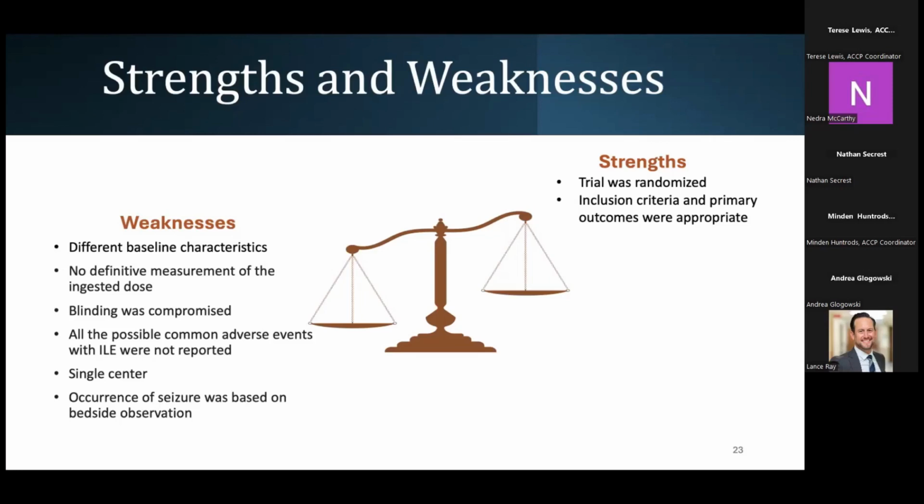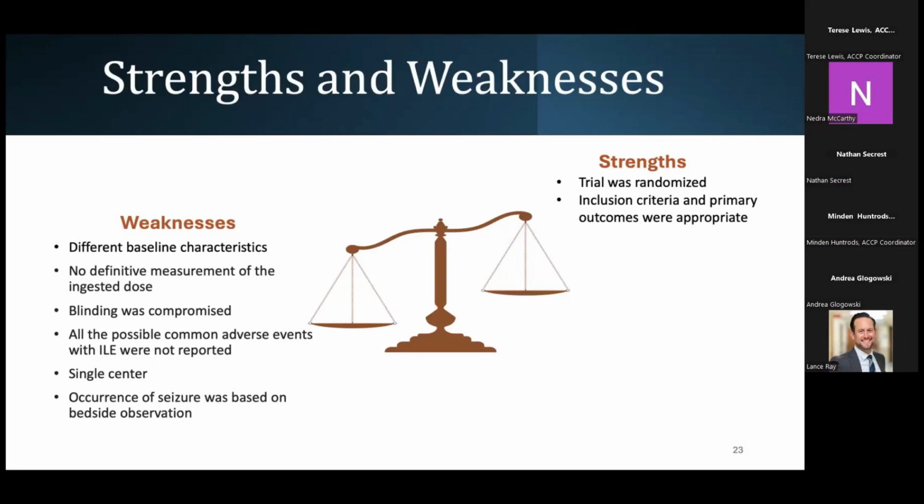The primary outcome of looking at seizures, I think that was an important parameter to address, because even though seizures can be seen at lower doses of tramadol, the risk increases when patients ingest increasing amounts of tramadol. So looking at that parameter was very important to assess the efficacy of intravenous lipid emulsion in this study.